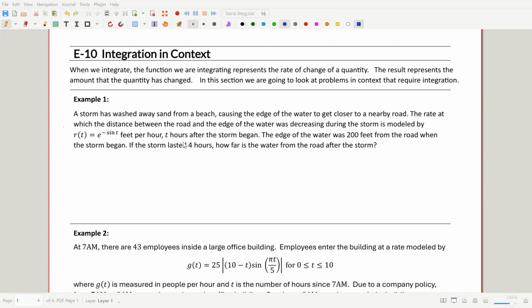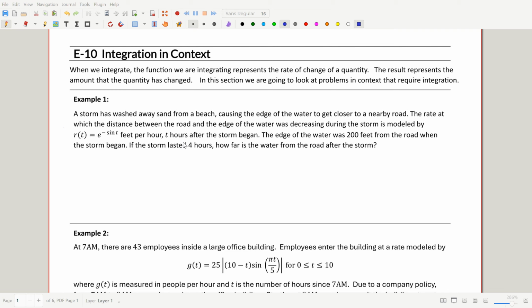This one is super important, and it's super important for FRQ purposes, because very often one of the early questions is some sort of problem in context. They'll ask you questions about the derivative. They'll ask you questions where you need to integrate, and it's all mixed up together.